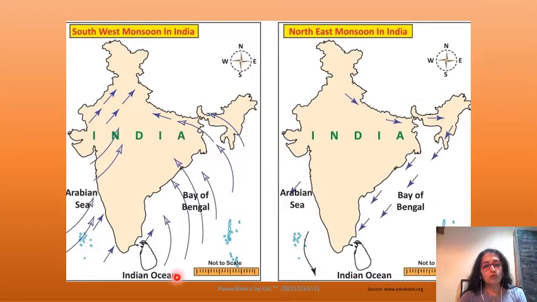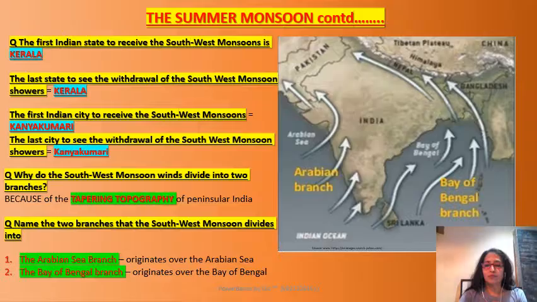So this is the southwest monsoon. They come from the Indian Ocean and Arabian Sea and come like this. Two branches, the Arabian Sea branch and the Bay of Bengal branch. And you have the northeast monsoon that comes from here. Comes over the Bay of Bengal and makes it rain in Tamil Nadu.